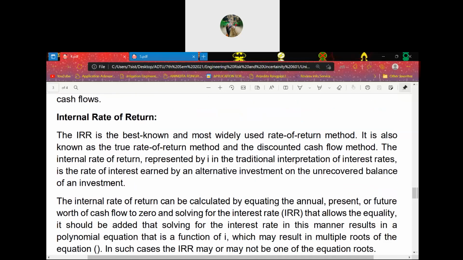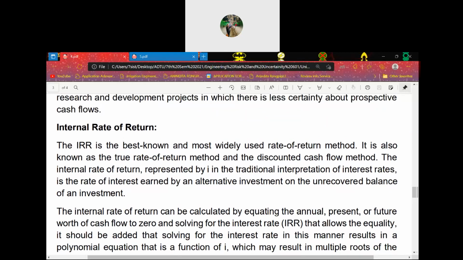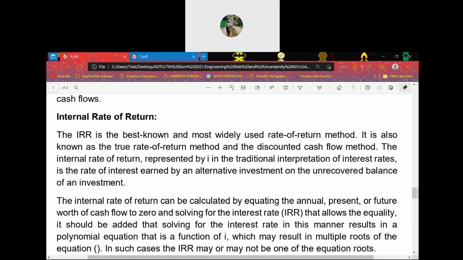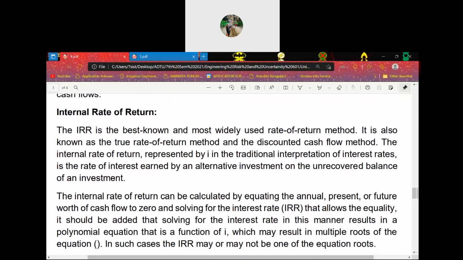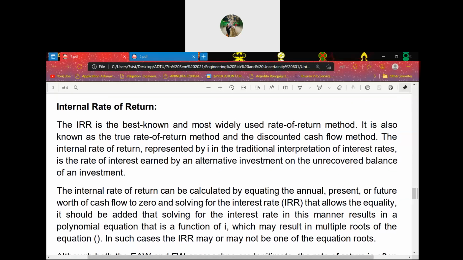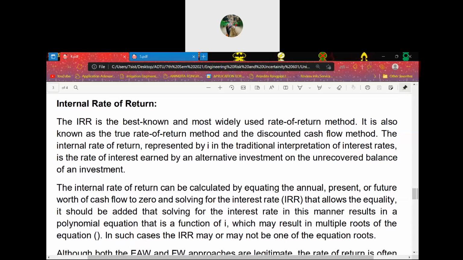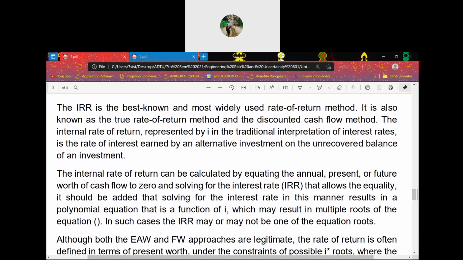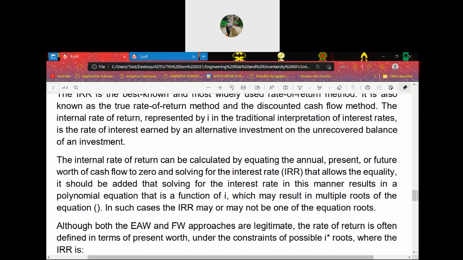The internal rate of return, IRR, can be calculated by equating the annual, present or future worth of cash flow to zero and solving for the interest rate IRR that allows the equality. This results in a polynomial equation that is a function of i, which may result in multiple roots of the equation. In such cases, the IRR may or may not be one of the equation roots.